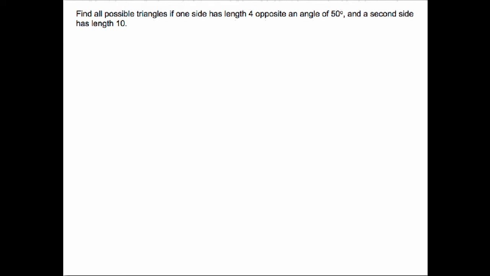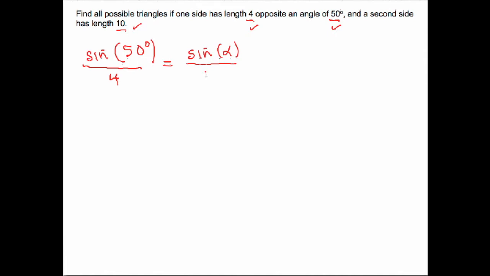Let's find all possible triangles if one side has a length of 4 and its opposite an angle of 50 degrees, and we're given a second side of length 10. So since I know that I have a side and an angle opposite that side and another side, I'm going to go ahead and use the law of sines. So I'm going to start with saying that the sine of 50 degrees over the side that's opposite it, and that'd be of length 4, that should be equal to the sine of our missing angle, sine of alpha, over the side opposite alpha, which is 10.